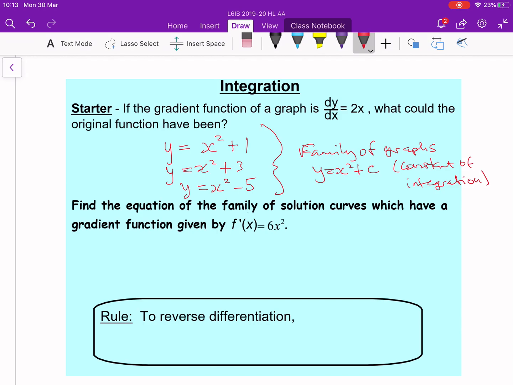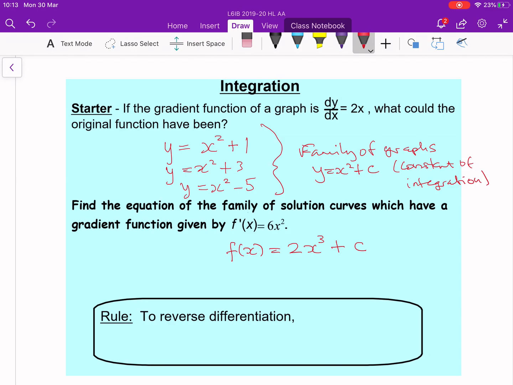So find the equation of the family of solution curves which have a gradient function given by f dashed of x equals 6x squared. Well, our original function then must have come from an x cubed equation. If I differentiate x cubed, I would get 3x squared. So I really need to have another 2 here, and now that would work. Plus a possible number on the end, plus c.